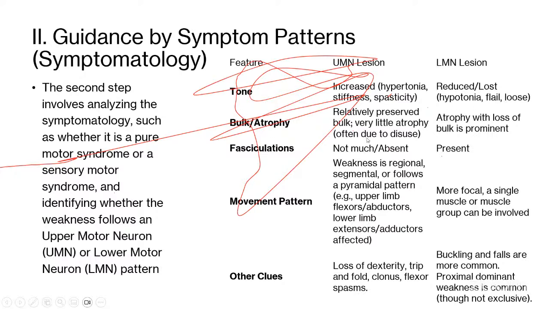The bulk will be relatively preserved in UMN. There is very little atrophy, often due to disuse. In LMN, atrophy with loss of bulk is prominent. Fasciculation is present in LMN. The movement pattern in UMN is pyramidal: in the upper limb, flexors or abductors are involved, and in the lower limb, extensors or adductors are affected.